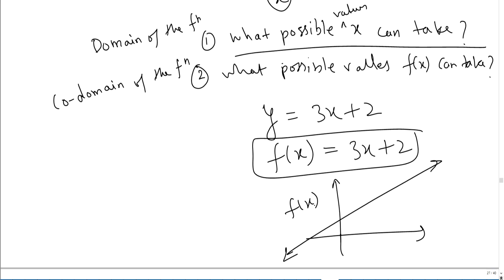F of x here and x here. Okay. So, this line extends in both directions. So, x can take any real value as well as y can also take any real value. Okay. So, this is how the domain and codomain of this particular function looks like.